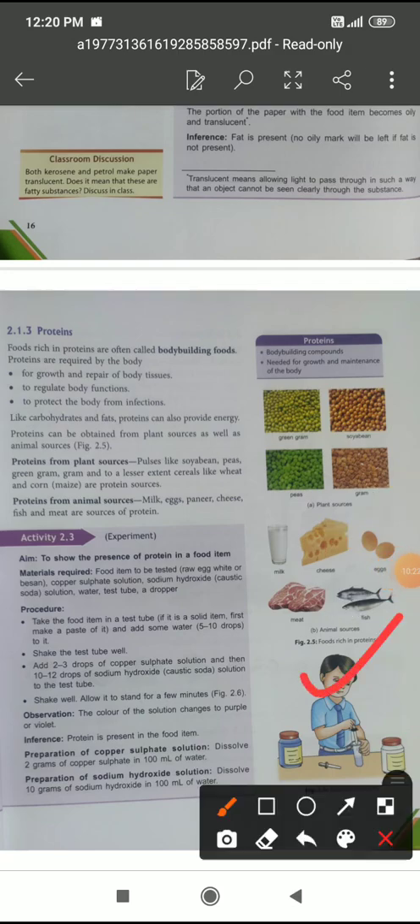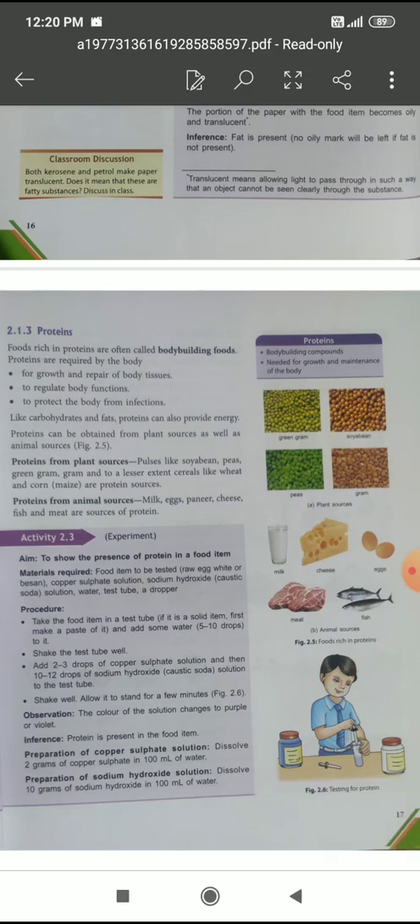Then observation. The color of the solution changes to purple violet. Okay. So, protein is present in the food item. This purple or violet color indicates that protein is present in the food item.